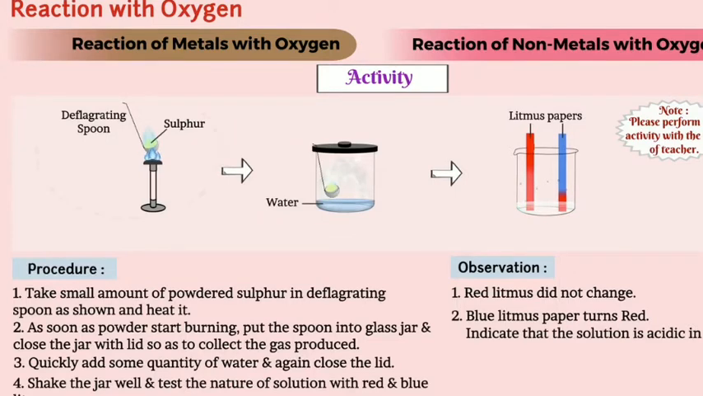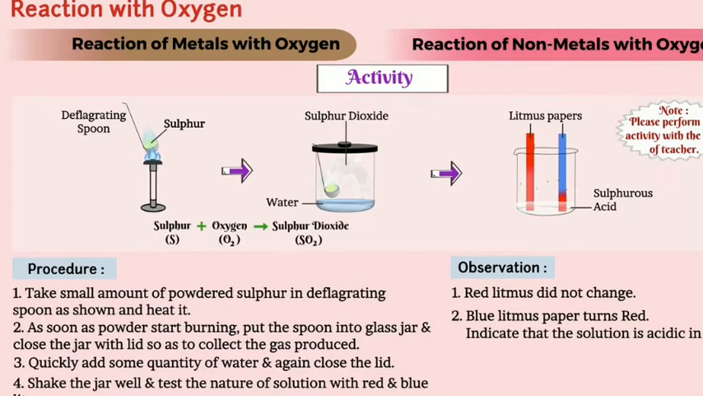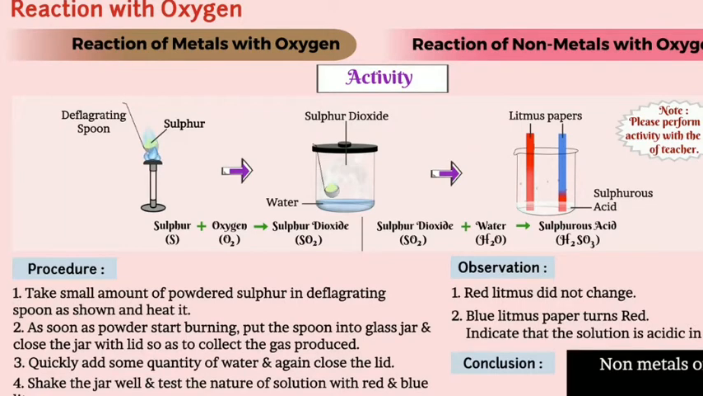Basically, burning of sulfur in air forms sulfur dioxide. It dissolves in water, forming sulfurous acid. Sulfur reacts with oxygen to form sulfur dioxide. Sulfur dioxide reacts with water and produces sulfurous acid. Clearly, non-metals on reaction with oxygen form acidic oxides.